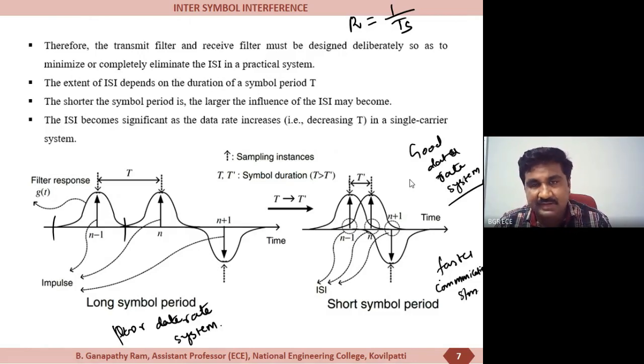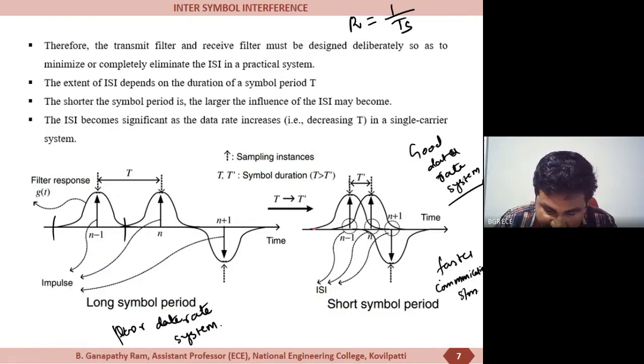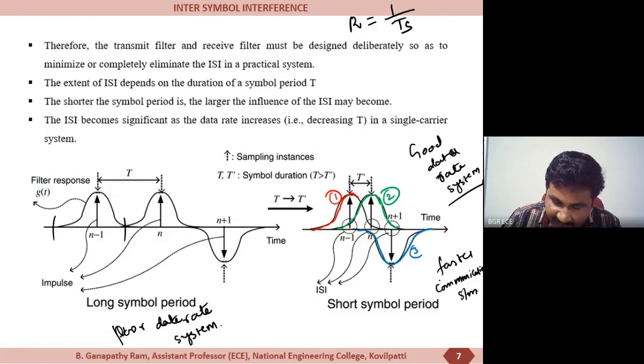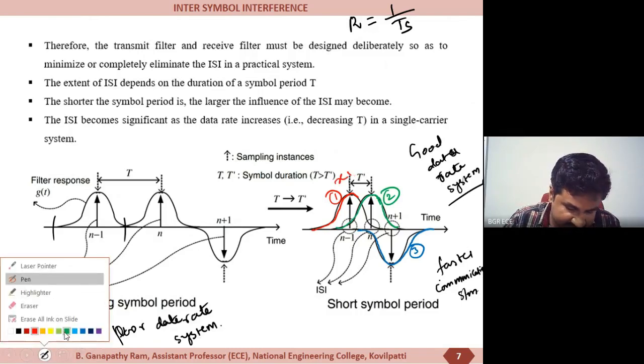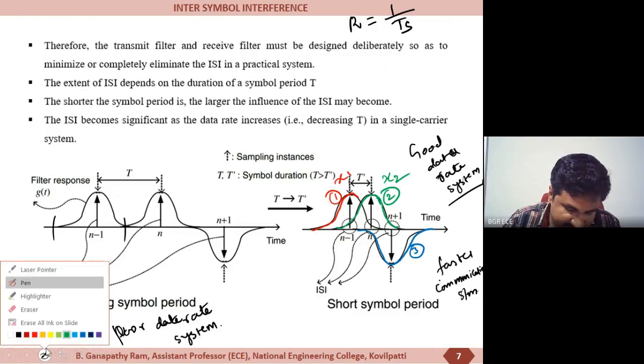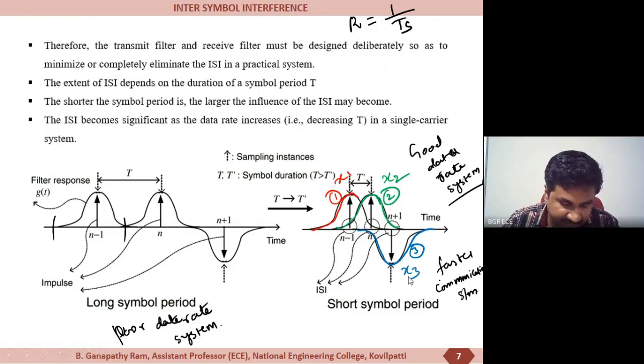Because of this, one symbol is interfering into a portion of another symbol. Here you can distinguish, I will distinguish it with different colors. Let the red color be symbol 1, the green color represent symbol 2, and the blue color represent symbol 3. That is, red is X1, green color is X2, and blue color is X3.